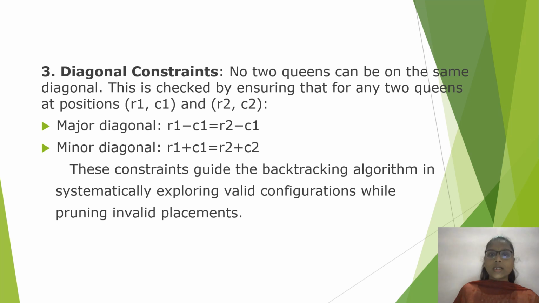This is checked by ensuring that for any two queens at positions (R1, C1) and (R2, C2), where R1 is row 1, C1 is column 1, R2 is row 2 and C2 is column 2: the major diagonal is R1 minus C1 equal to R2 minus C2, and the minor diagonal is R1 plus C1 equal to R2 plus C2. These constraints guide the backtracking algorithm in systematically exploring valid configurations while pruning invalid placements.